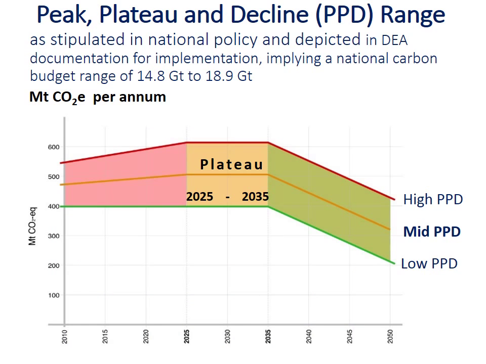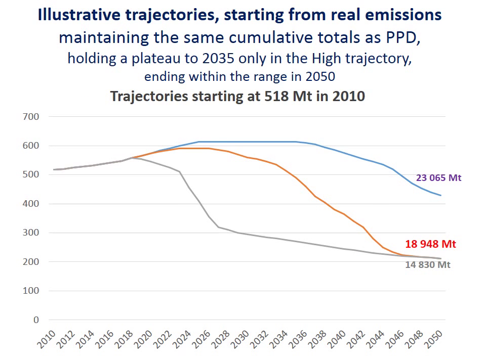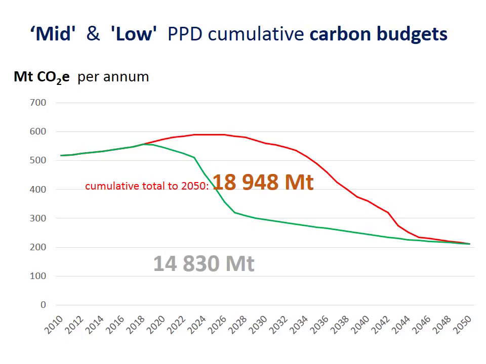To get a sense of how the emissions projections generated in the 2050 Pathway Calculator relate to national policy, we can plot hypothetical trajectories with the same cumulative totals as the high, mid and low of the PPD range, here all starting from emissions as reported for 2010. These pathways remain within the range to 2050. The area under the year-on-year trajectory represents the implied carbon budget.